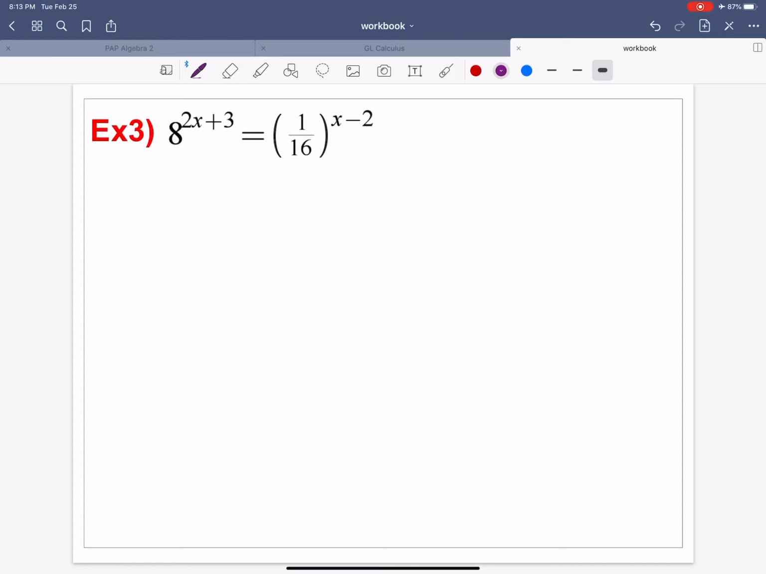We're going to equate the bases. So step 1, equate the bases.